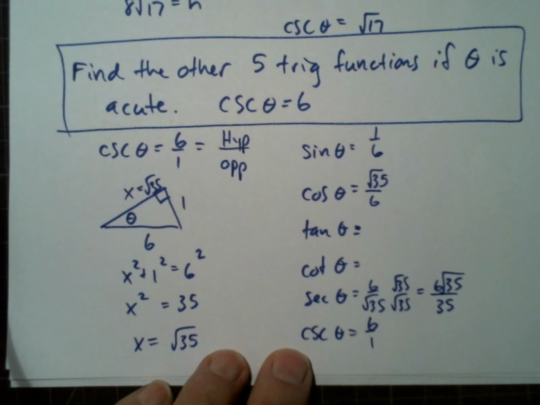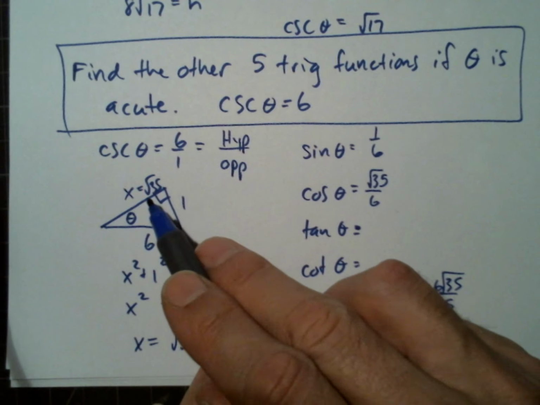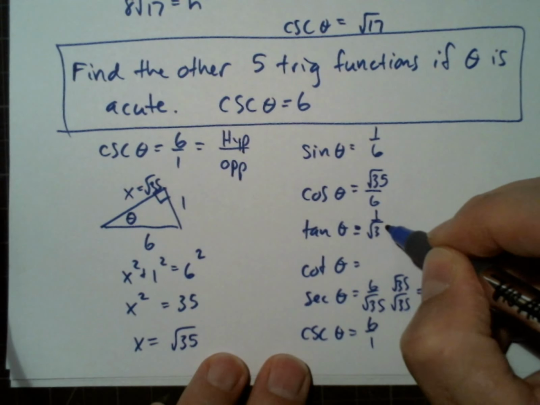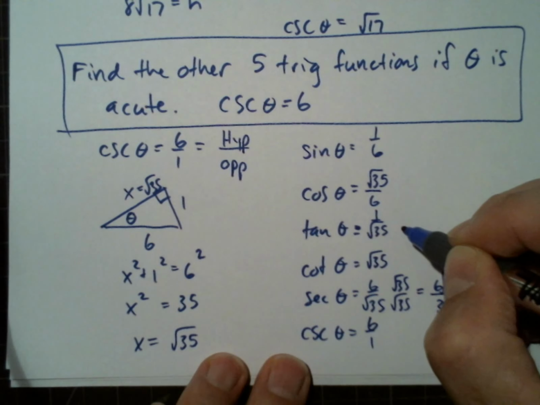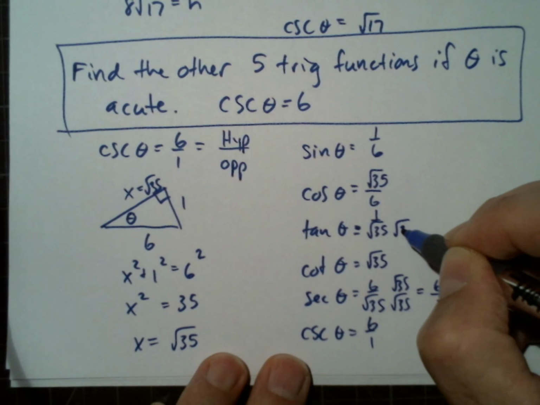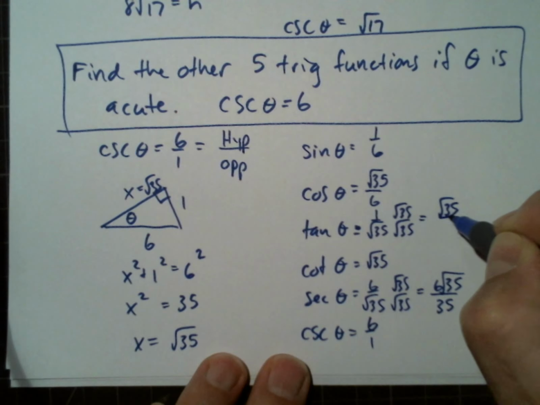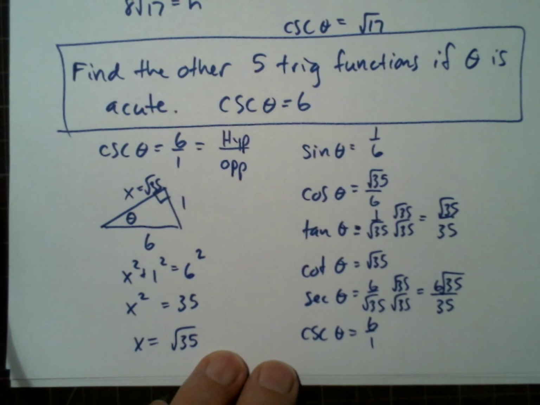Secant. And tangent is opposite over adjacent. And then we can do the reciprocal here for cotangent. And we'll rationalize the denominator.